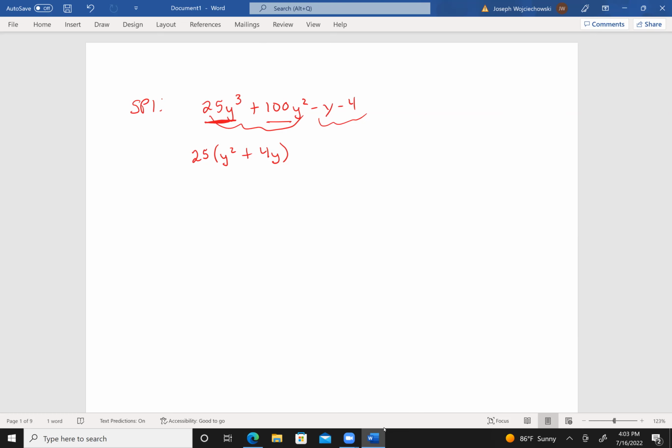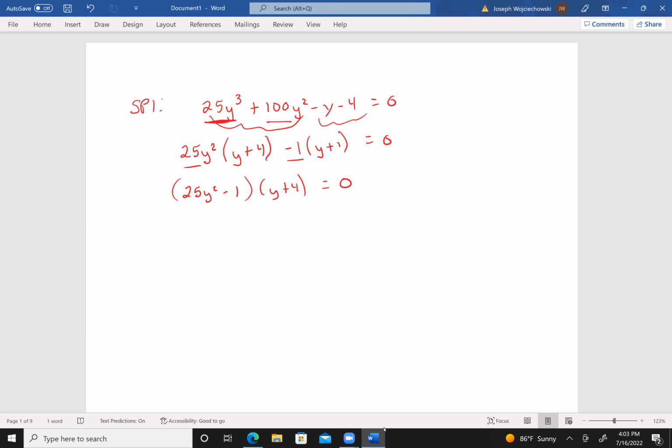Now here, not 4. Actually, let me redo that, because we can factor out 25y squared times y plus 4. There we go. And here I can factor out -1 and get y plus 4. And this equals 0. So what I have here is 25y squared minus 1 times y plus 4 equals 0.